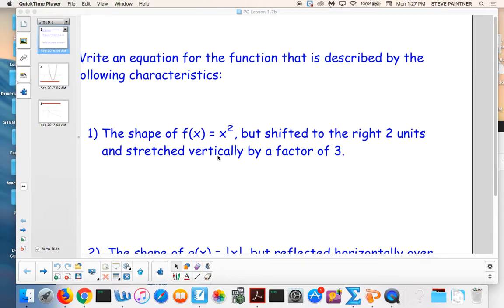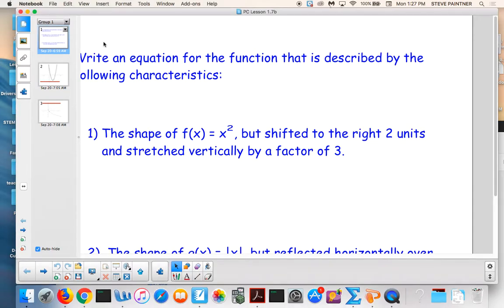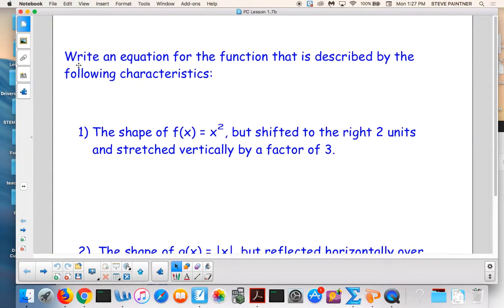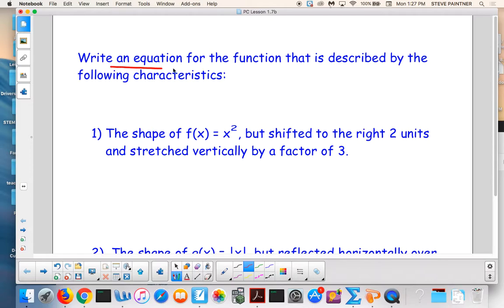1-7 part B. It's 3 slides. Here we go. I would like you to do this today, and that is write an equation. Given information, sometimes I give you the information, sometimes I give you the picture. So this one, I'm just going to give you information. Write an equation for the function that is described by the following characteristics right here.